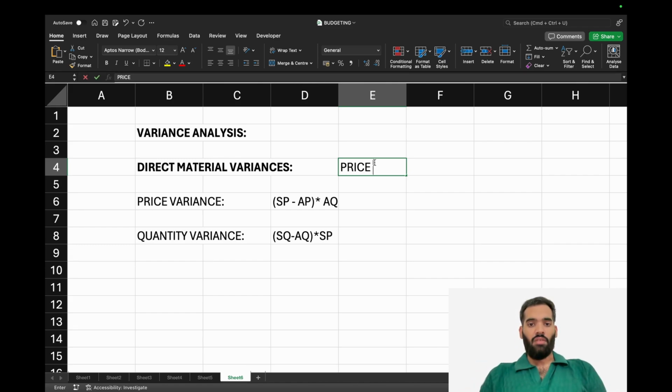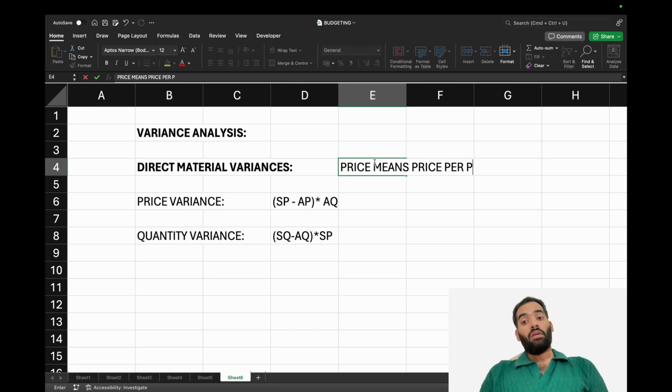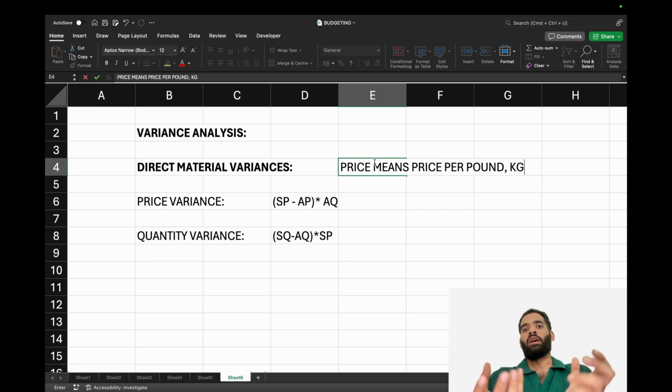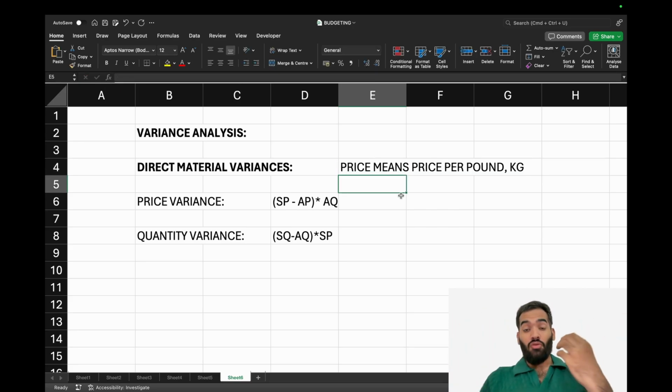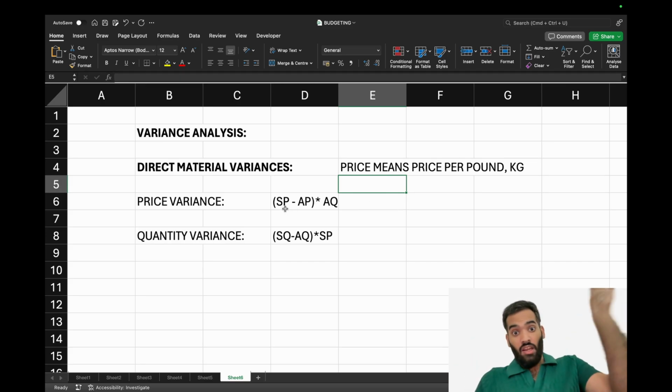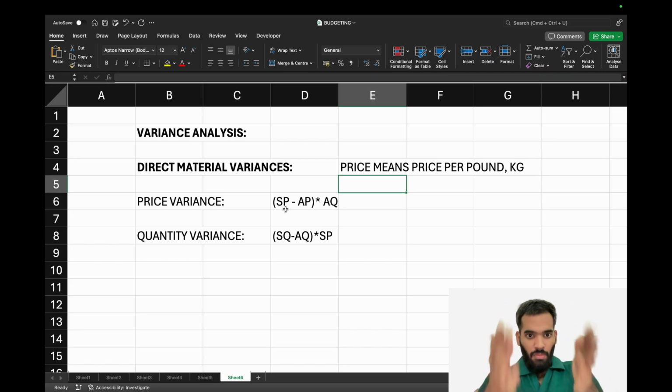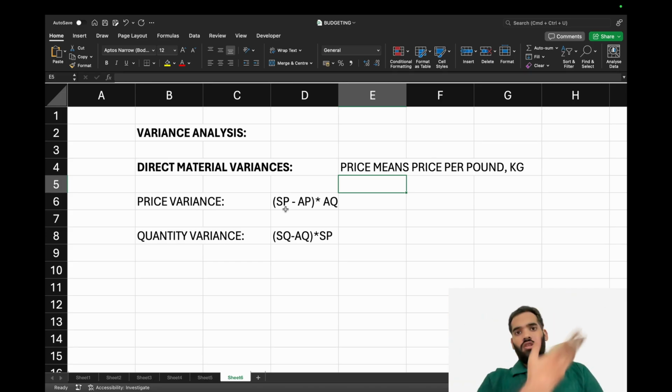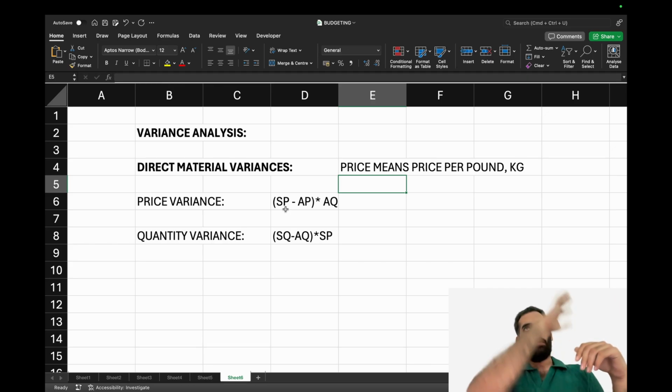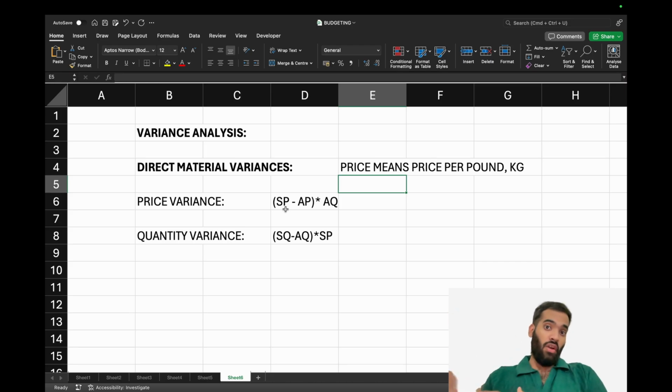When we say price, we mean price per pound or per kilogram, whatever the unit of measure for the material is. You might not realize this, but trust me, this is the biggest mistake people make. They are not able to take the numbers from the question. If you don't understand what we mean by price, meaning price per pound or per kilogram, depending on the unit of measure, how will you find it in the question? Because the question will tell you the total money you spent. How would you figure out what the price is? So price is always price per pound or kilogram. Hopefully that's clear.